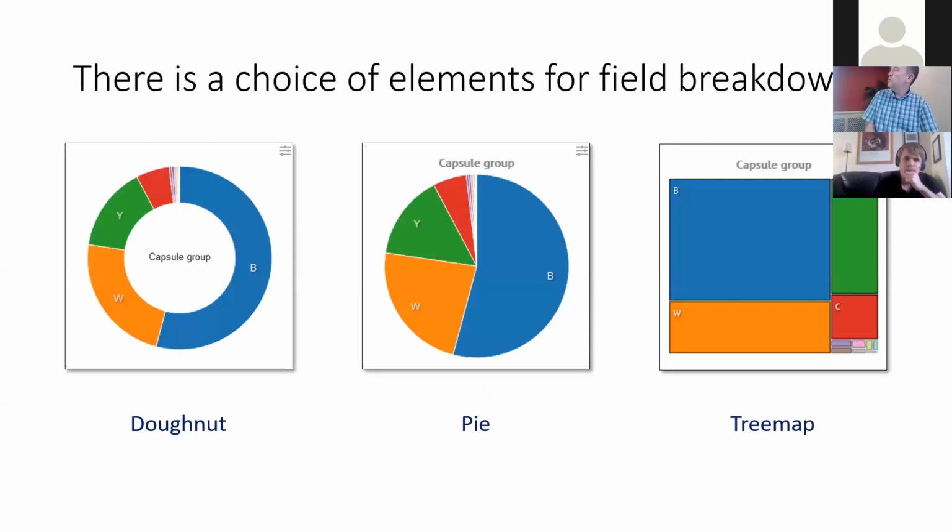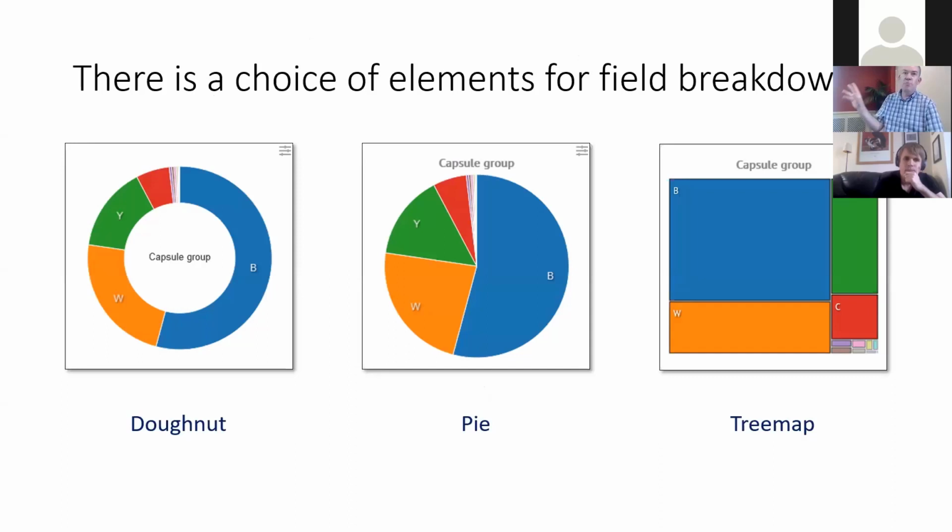And when it comes to the breakdown of different fields, we have a choice of different visualizations that we can use. Everyone's familiar with pie charts. We also have donut charts, which are essentially the same, but a lot of people prefer them visually. They're a little bit more aesthetically pleasing. But we also have tree maps.